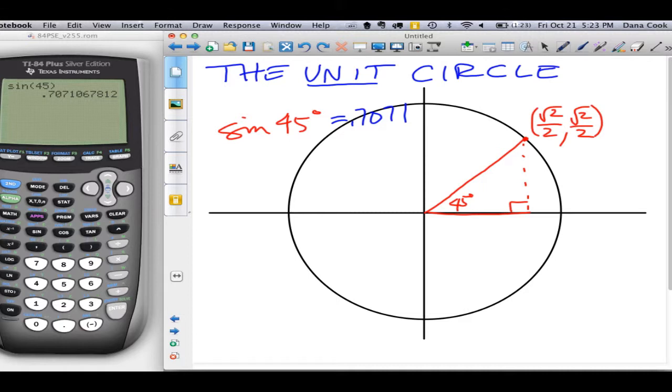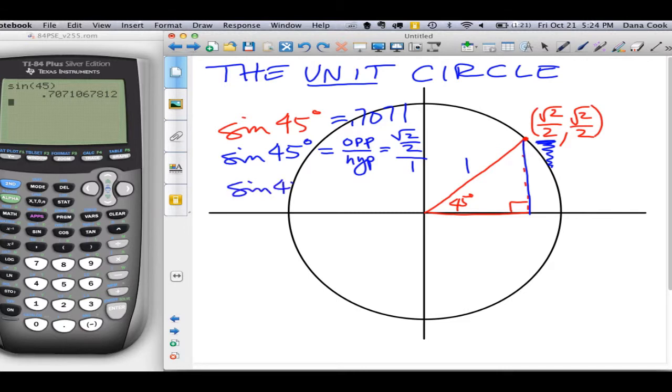Now remember, in class I said the sine of 45 degrees is going to be some ratio, and it's always going to be the same ratio. It's opposite over hypotenuse, but in this case the length of the opposite side is what? Well, magically on the unit circle it's the square root of 2 over 2, and the hypotenuse is 1. So it turns out if we're in the unit circle, the sine of 45 degrees is equal to y.